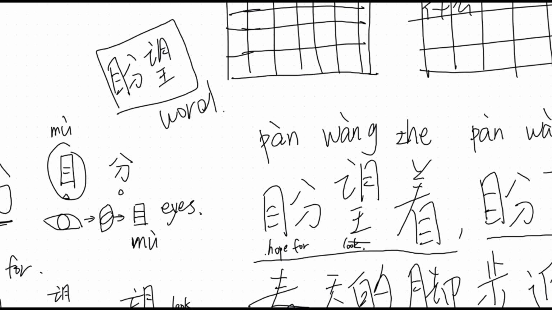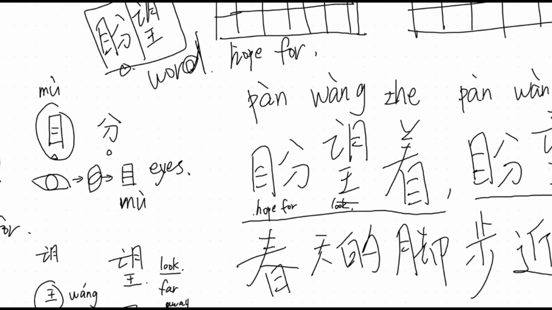And it just means the same for the first character. It still means hopeful. But two syllables makes it feel more complete. 盼望. It still means hope for.